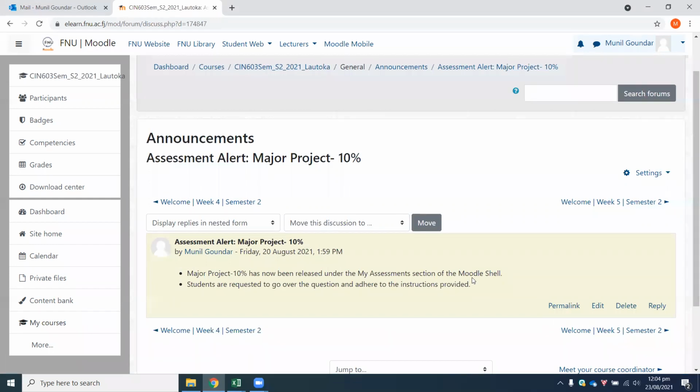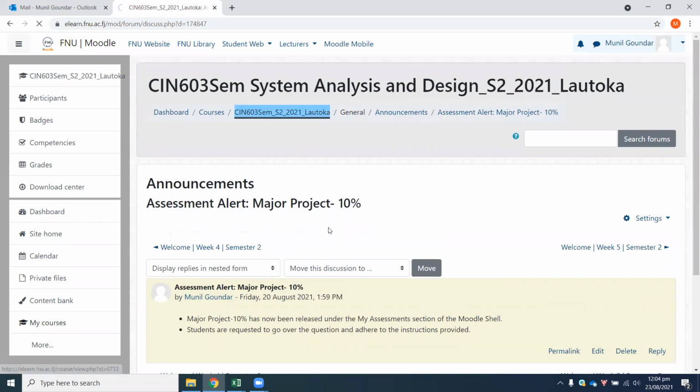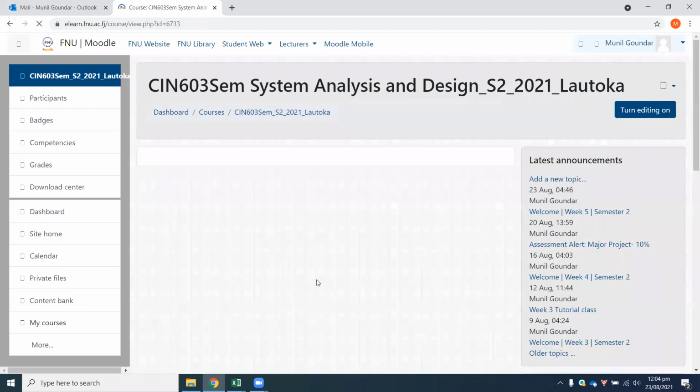It is 10% towards your coursework. You are requested to go over the question and adhere to all the instructions provided. We will be going over our major project question within about 2 or 3 minutes, and then we'll go over our lecture notes. Now, before that, some other reminders.